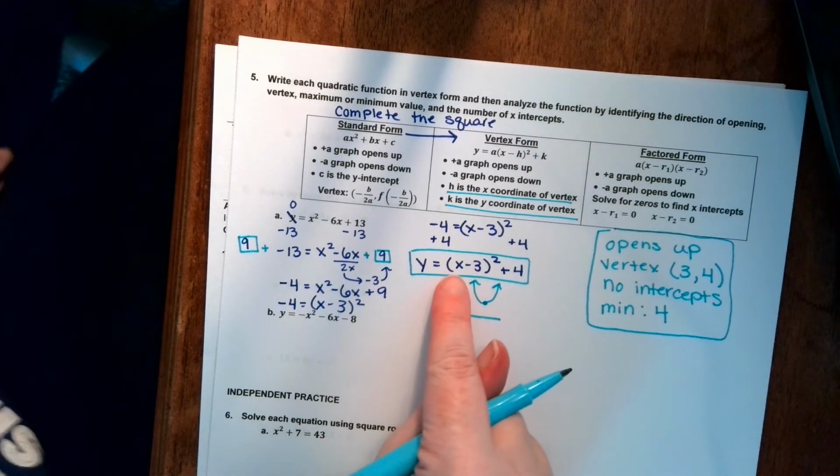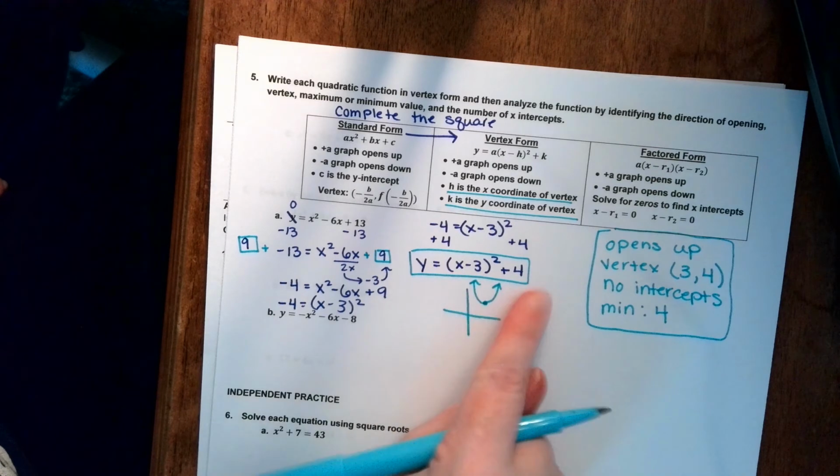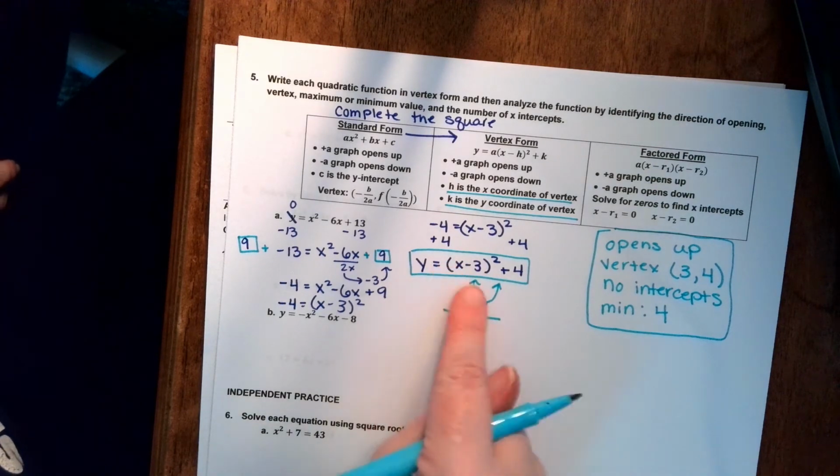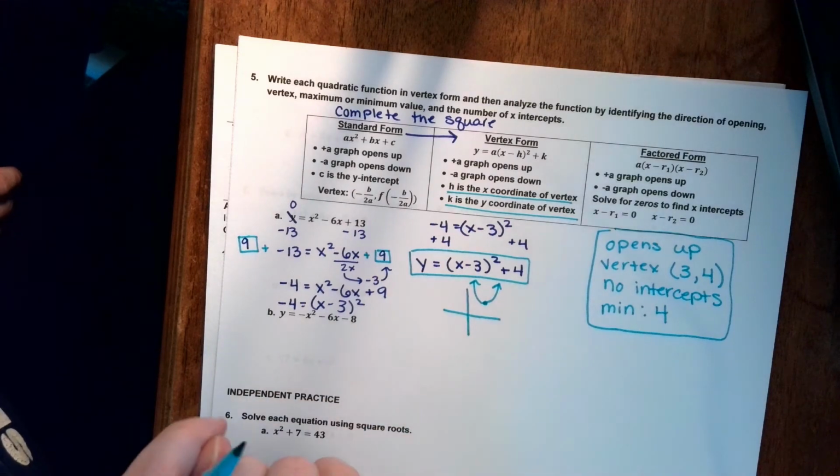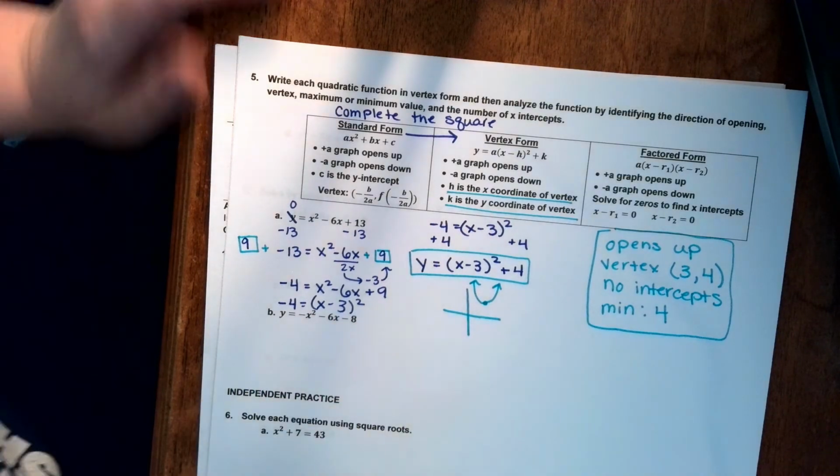So the good thing about vertex form is it's really easy to analyze your function and know what it looks like without even graphing it, or doing a quick graph like that. So yeah, that's fun.